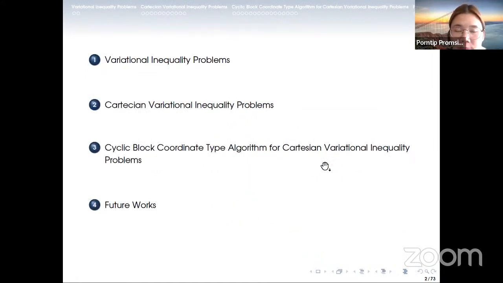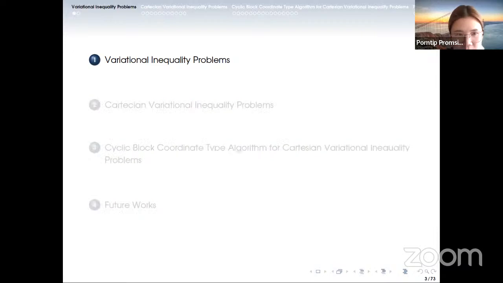First, I would like to recall the variational inequality problem, and then we will move to our main problem, the Cartesian variational inequality problem. Next, I will propose the algorithm, the so-called cyclic block coordinate type algorithm for the Cartesian variational inequality problem. And the last one is future work.